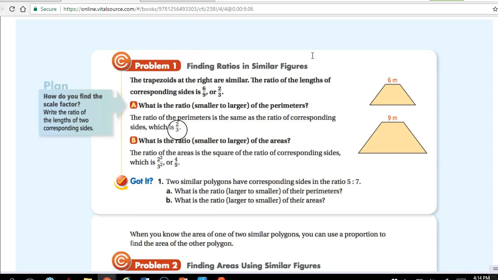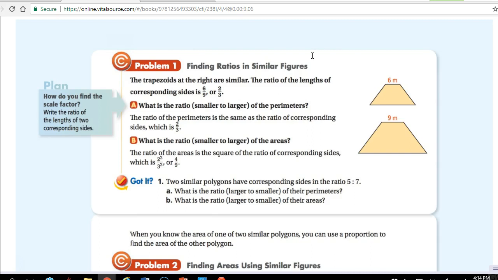So all we have to do is take the scale factor, which we just found out to be 2/3, which is again the same as the perimeter, and we're going to apply that right here. All we have to do though is square it. 2 squared of course becomes 4 and 3 squared becomes 9. So the scale factor for area, or sometimes we call it the area factor, is 4/9.